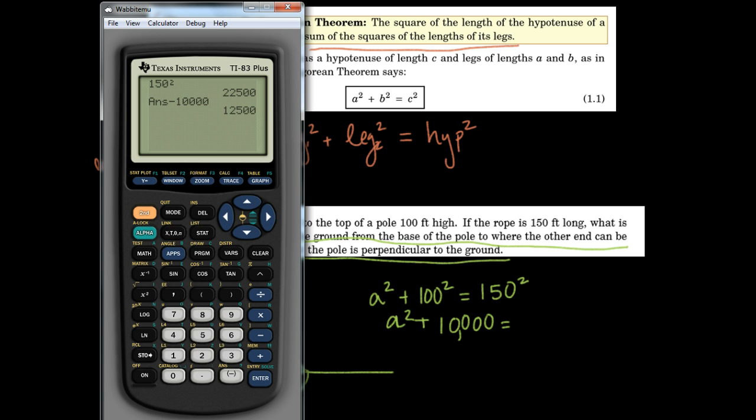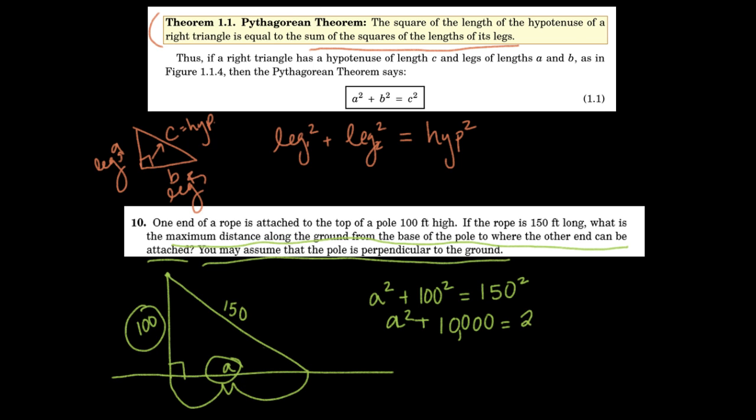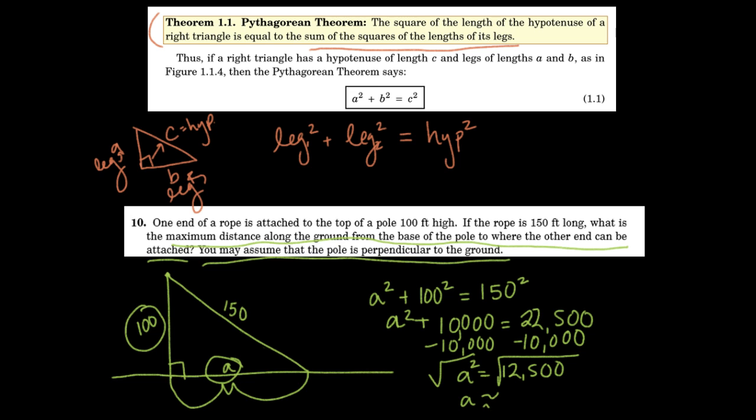That is that. I'm going to take the square root of 12,500. I didn't actually show you what's going on here. Let's finish over here on the side. So 22,500 here, and then we're going to subtract 10,000 from both sides, and that's what I'm doing here to solve this, and I get a squared equals 12,500. Don't forget the square. If you take the square root of both sides, so that's what I was doing on the calculator, a is approximately equal to, and we can finish that up with the calculator.